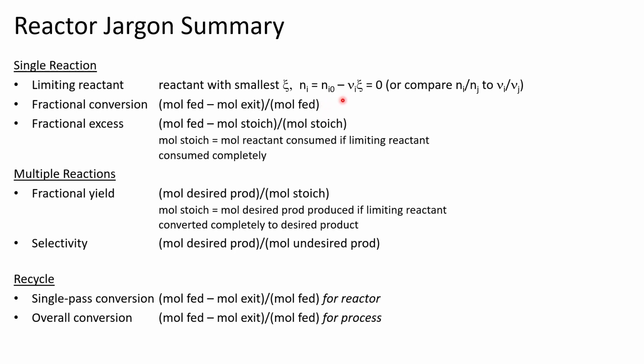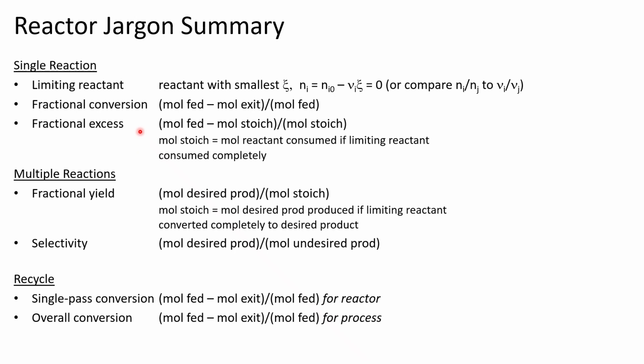Fractional conversion we calculate as taking the difference between the moles fed of a species and the moles that exit, which is equal to the moles consumed, and then dividing that by the moles fed. So fractional conversion is the moles consumed divided by the moles fed.